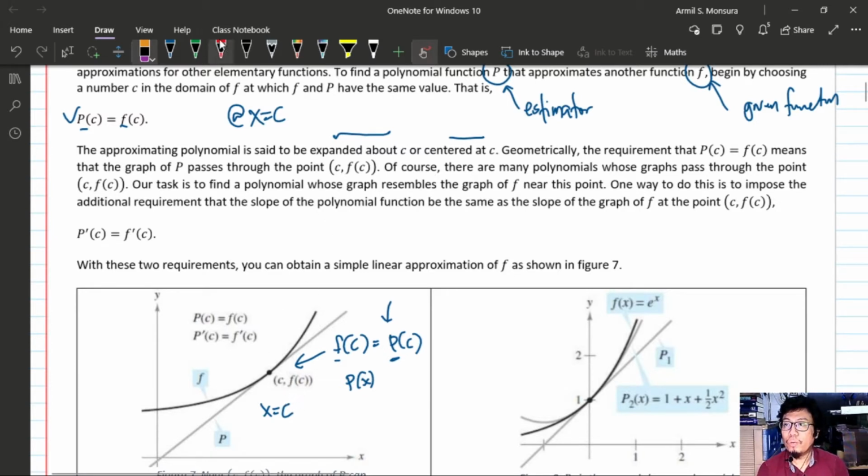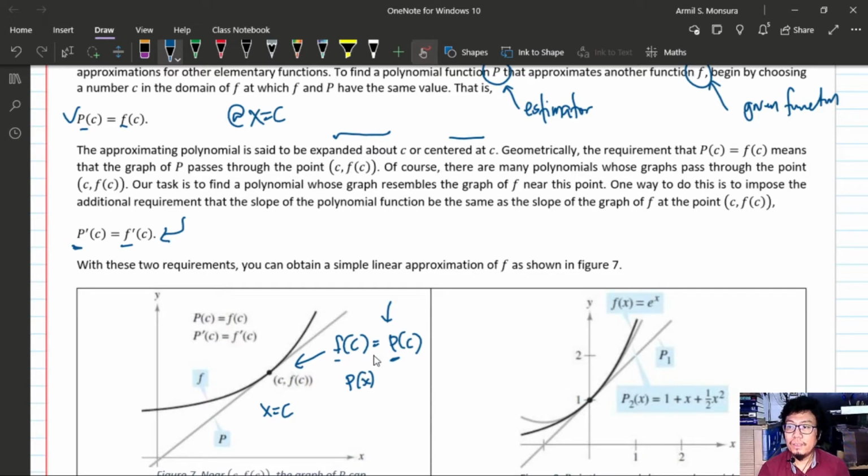So one way to do that is to impose additional requirements. In this case, you would impose one additional requirement, that is the slope. The slope of your approximating polynomial at point C is the same as the slope of your given function at point C. Since we're talking about slope, that would refer to first derivatives.